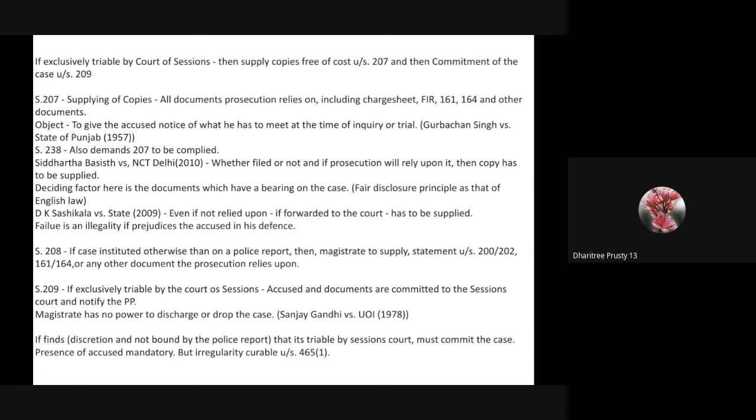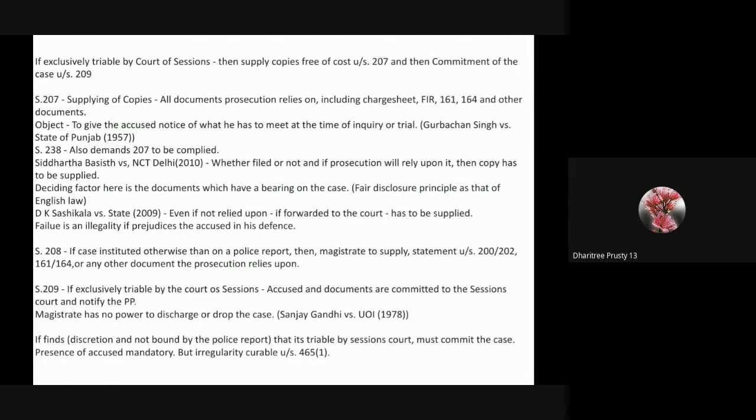So in Siddharth versus NCT Delhi, it was held that it doesn't matter whether the document has been filed or not, and if the prosecution will rely upon it, then the copy has to be filed. It is a more conservative approach, which says that whether it is filed or not, if the prosecution will rely upon it, then the copy has to be filed.